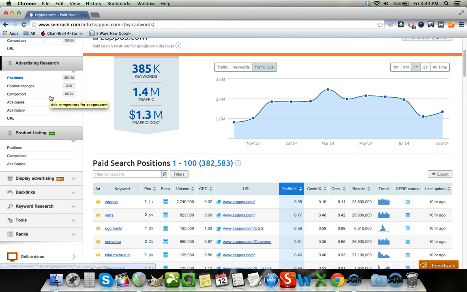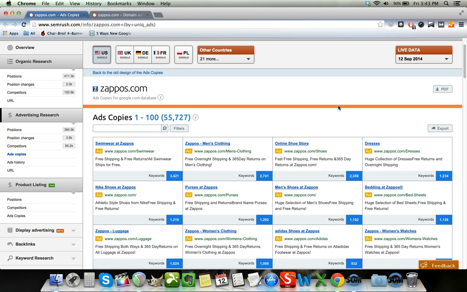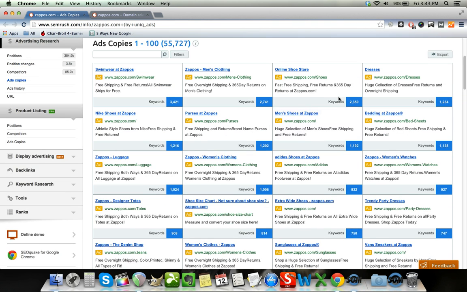Okay, now the position changes in competitors reports and advertising really use the same methodology as organic. So we're going to go ahead and move to the ads copies and ads history report. Okay, so what you're looking at right now is the ads copies report. This is every single advertisement that we have found Zappos.com running over the course of the past 30 days, all 55,000 of them. You can see exactly how the ad looked and the number of keywords designed to trigger it.